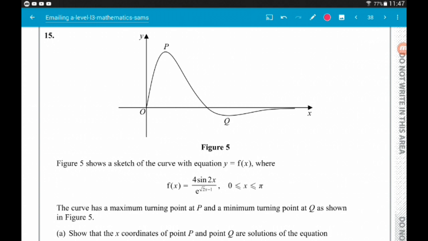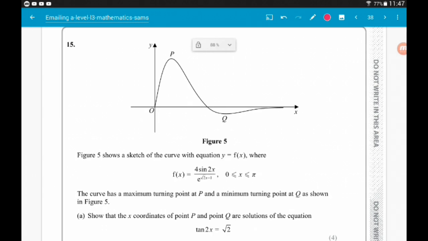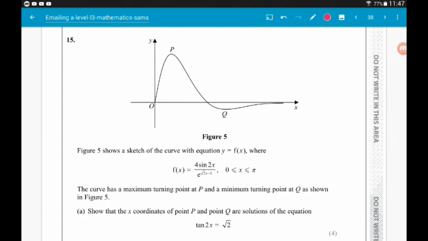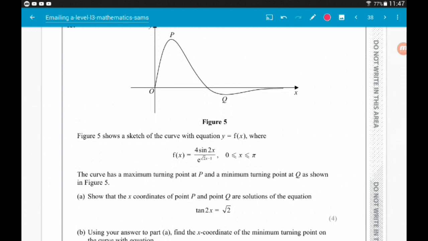So we got this lovely curve here. The equation is f of x is 4 sine 2x over e to the root 2 x minus 1. The curve has a maximum at point P and a minimum at point Q, and we want to show that the x coordinates of these points satisfy tan of 2x is equal to root 2. So to do that, we're going to need to differentiate. Stationary points happen where the gradient is equal to 0. So we're going to set our derivative equal to 0 and hope we can get something that looks like this.